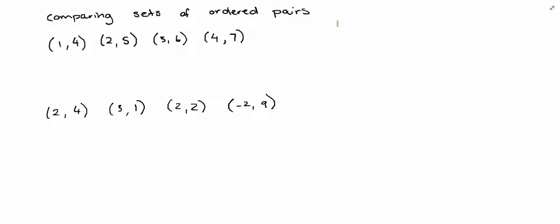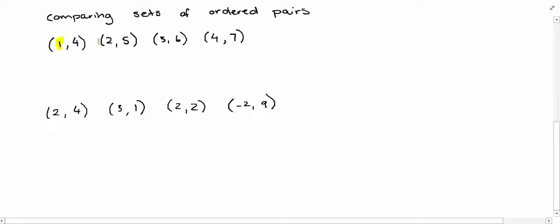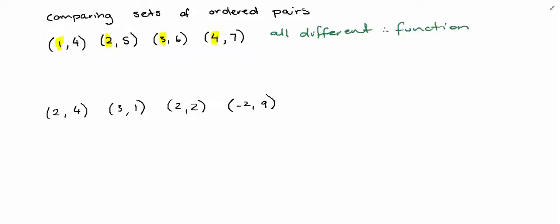So one way we can determine if a particular relation is a function is by comparing sets of ordered pairs from the graph. So if we have a look at this set of 4 ordered pairs here, if we have a look at the x value in each case, we can see that each ordered pair there has a different x value. So because each ordered pair has a different x value, this would be considered a function.